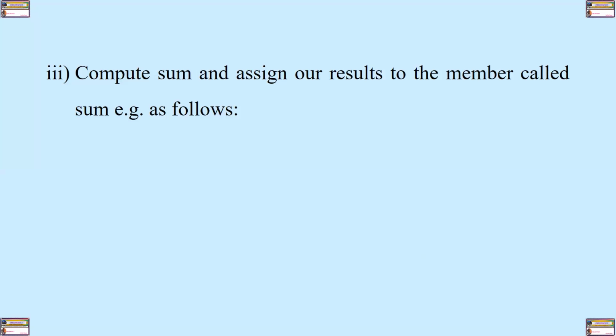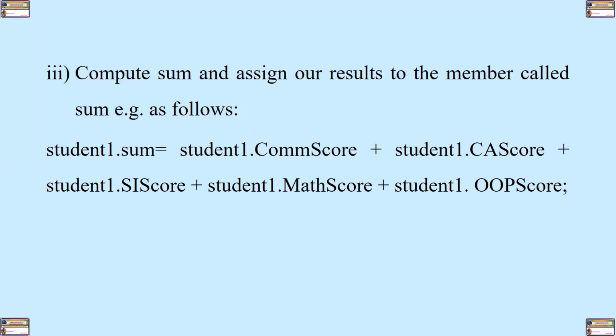Then we compute the sum and assign the results to the member called sum using an assignment statement as follows. So you can see the way we are manipulating each of the members, as long as we have the dot operator and the variable for the structure, is the same way we would have done for other variables. How do we read this statement? We read it as follows.